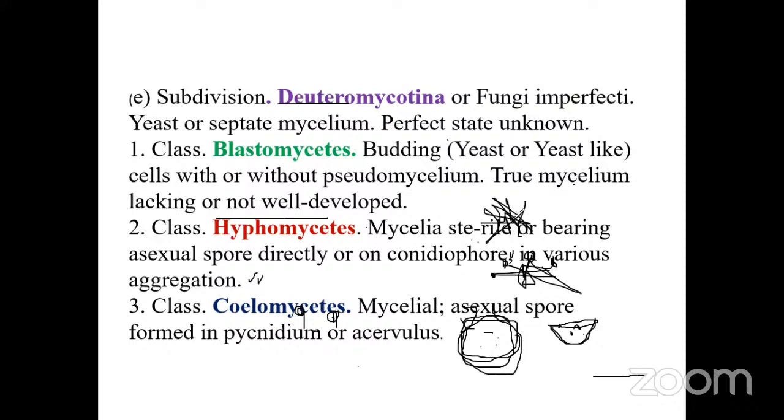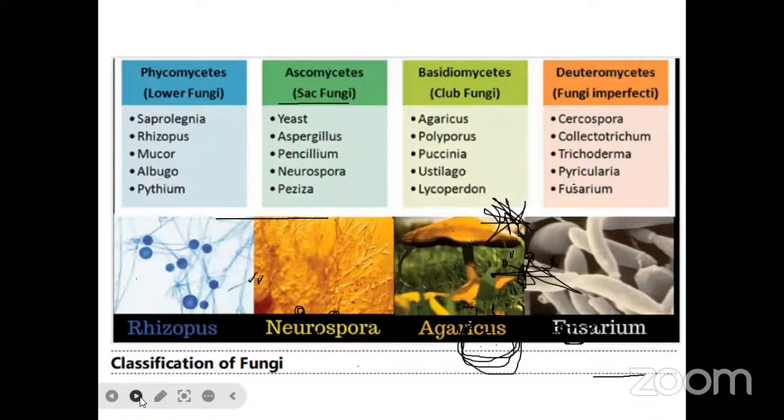Okay. Raw mycelium, only sterile mycelium, that is Blastomycetes. The mycelium with asexual spores, that is Hyphomycetes. Mycelium with asexual spores in a fruiting body, either pycnidium or acervulus, that are Coelomycetes. These are the three classes of the Deuteromycota.